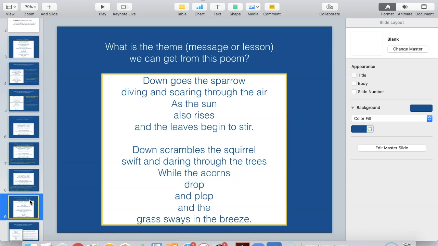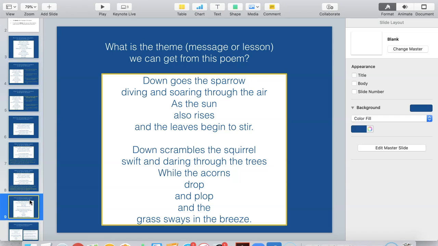All right, down goes the sparrow, diving and soaring through the air, as the sun also rises and the leaves begin to stir. Down scrambles the squirrel, swift and daring through the trees, while the acorns drop and plop and the grass sways in the breeze.